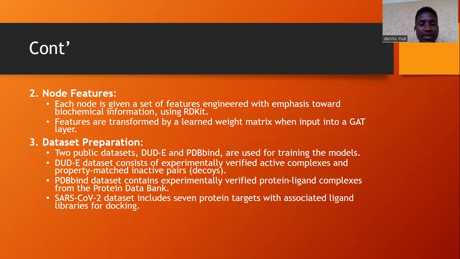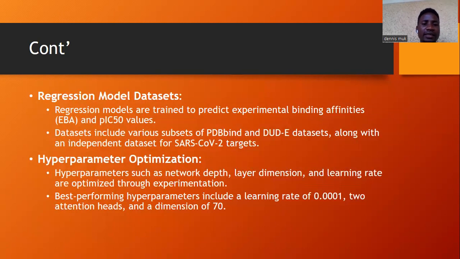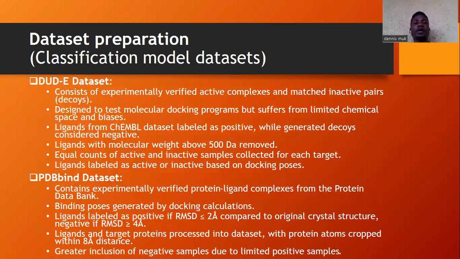Basically, that's it with the methods used. So we have regression model datasets, where regression models are trained to predict experimental binding affinities, which is the EBA and the pIC50 values. So we have the hyperparameter optimization, where the hyperparameters such as network depth, layer dimensions, and learning rates are optimized through experimentation.